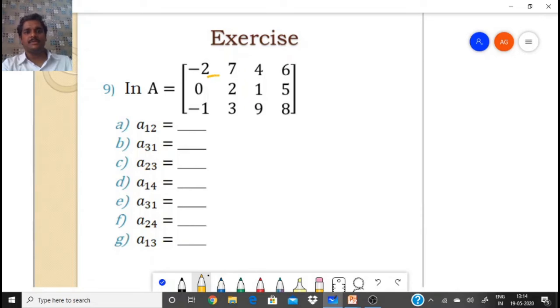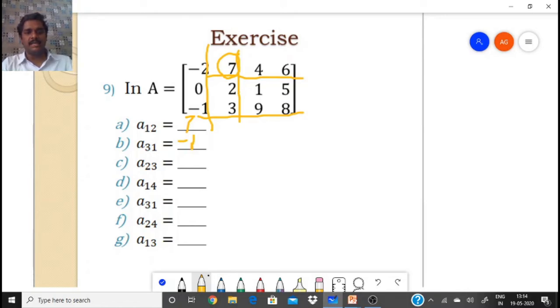Here is your first row and here is your second column. So here is that element. So the answer is 7. Next is A31. A31 is the element present in third row first column. Here is your third row. Here is your first column. So the answer is -1.